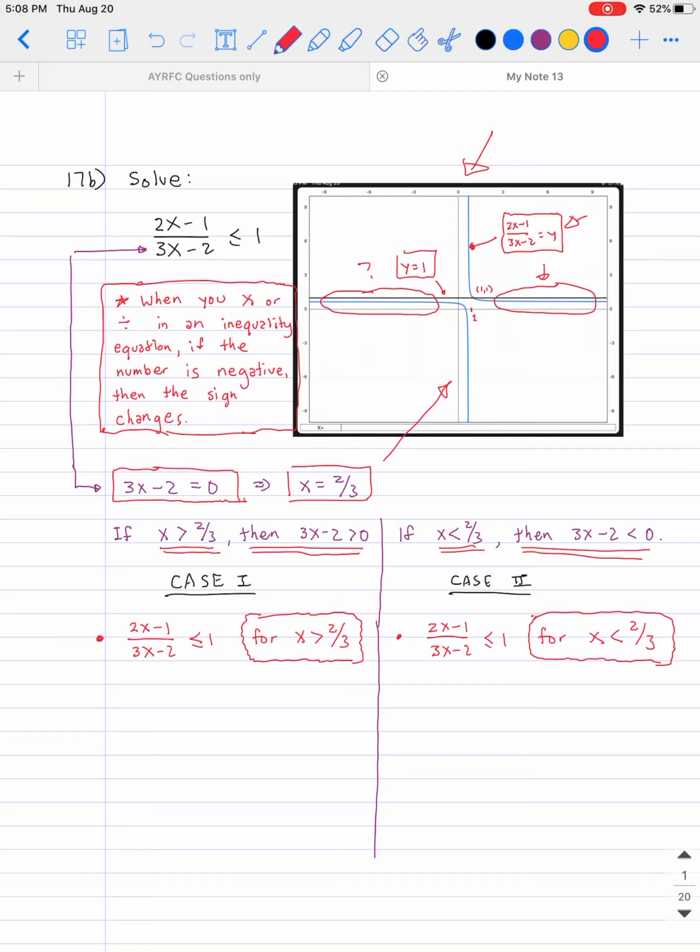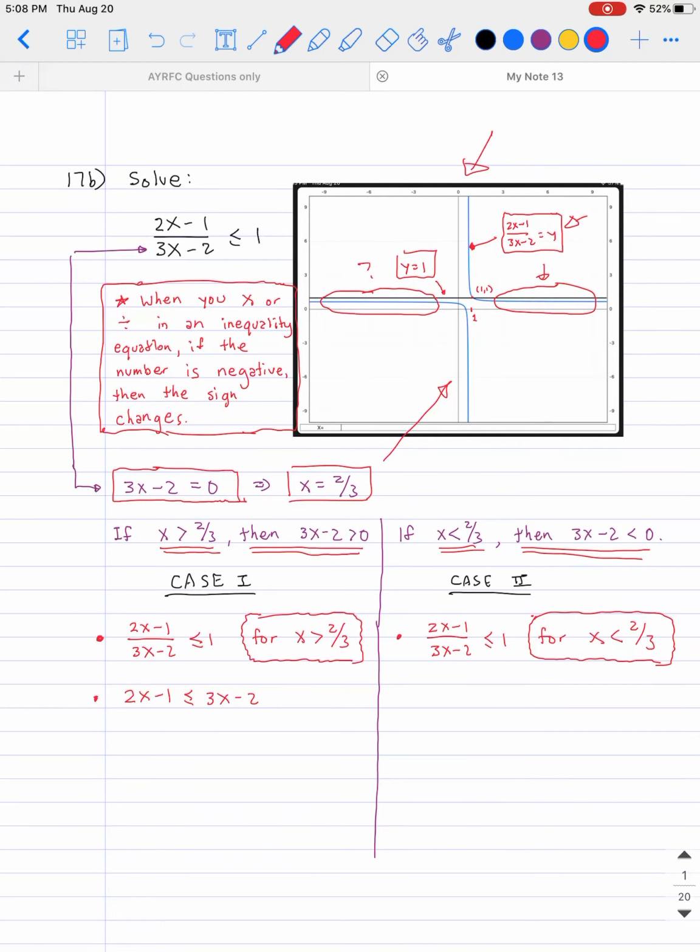Okay, so here we go, case 1 and case 2. In case 1, this is probably, again, the part that you all saw. What I'm going to do first is algebraically multiply both sides by 3x minus 2. If I do so, you get 2x minus 1 is less than or equal to 3x minus 2. And we don't change the inequality sign because all the values of x are greater than 2/3, so I don't have to worry about swapping it.